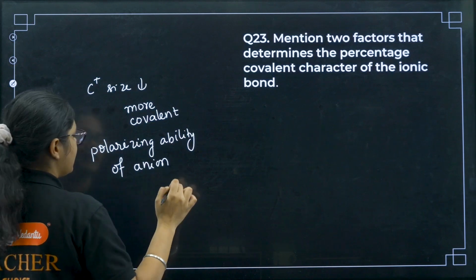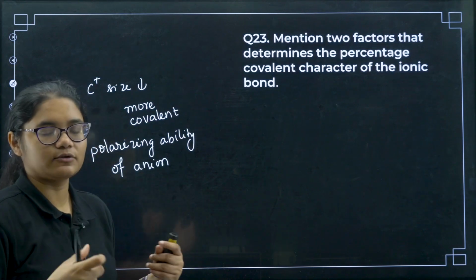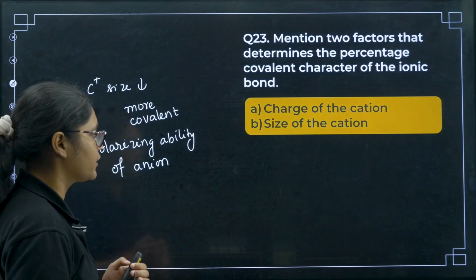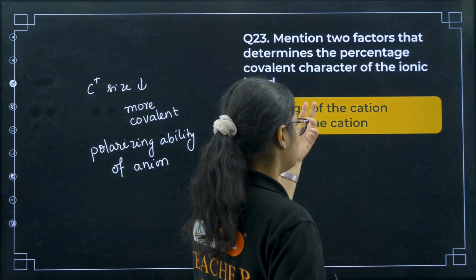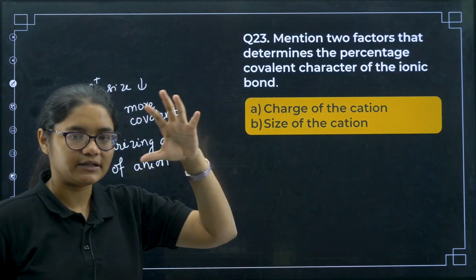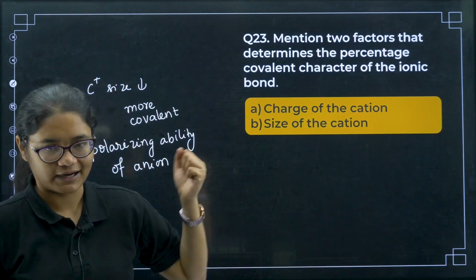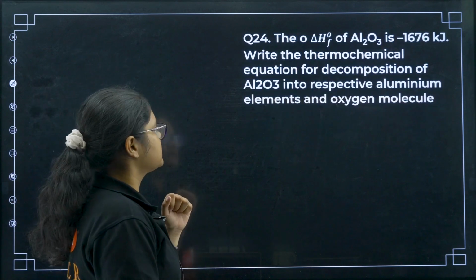Okay, so if the anion can easily get polarized, then also the covalent character will be more. So you can write down size of the cation and charge of the cation. So charge will define the amount of the polarizability. Okay, next, question number 24.